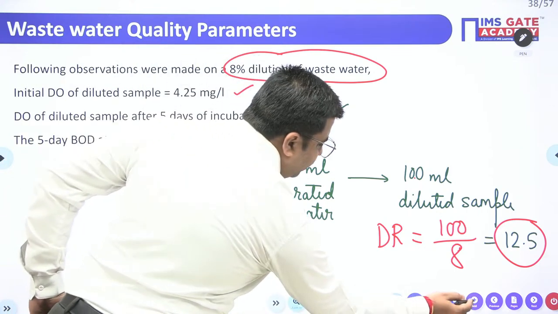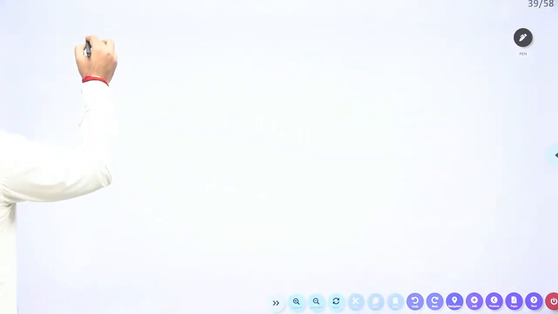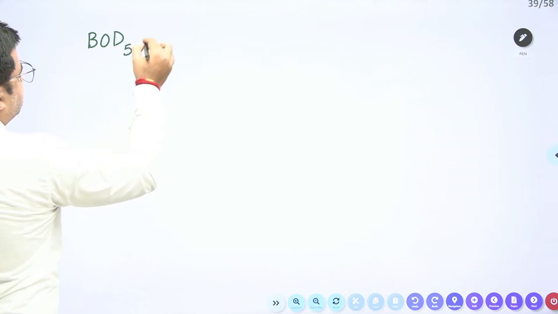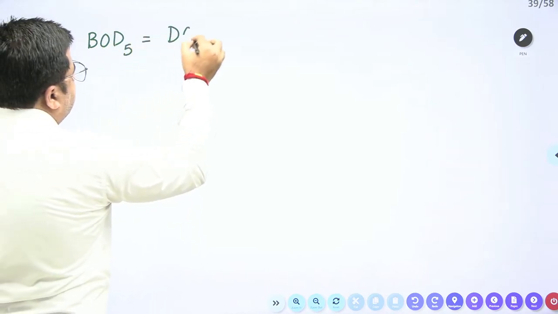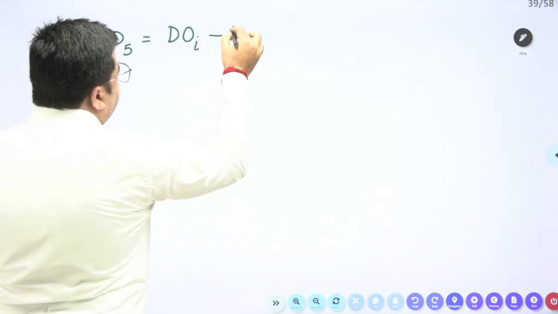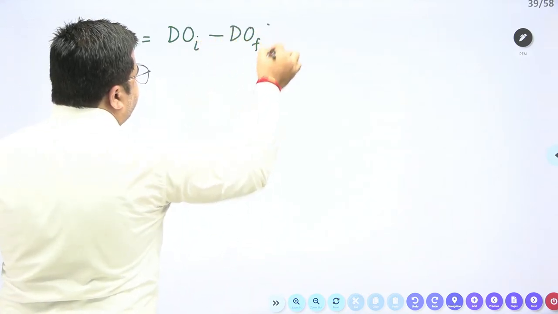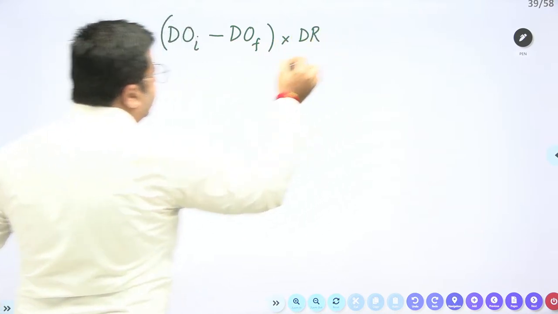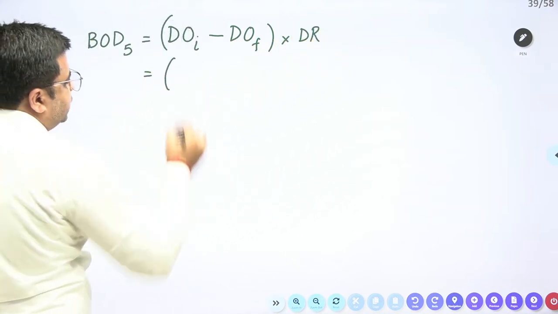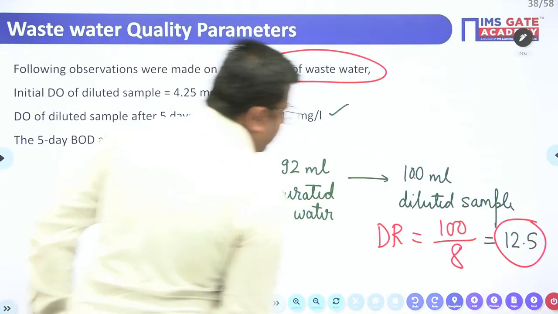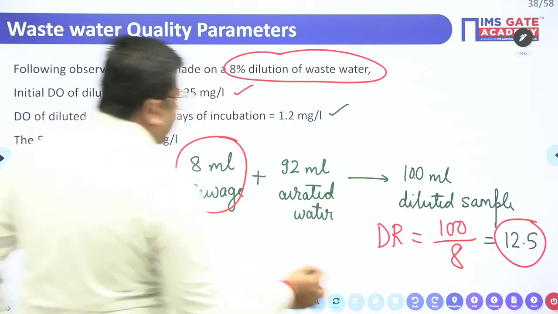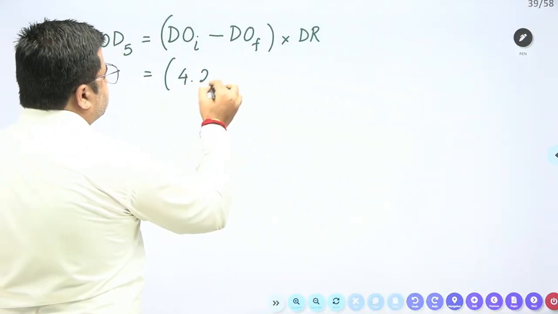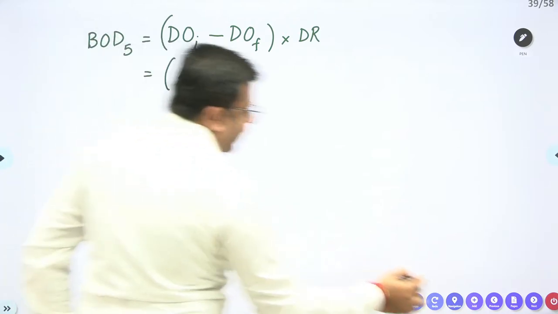So this BOD 5 is equal to DO initial minus DO final, multiplied by the dilution ratio. This DO initial is given to us as 4.25 milligram per liter. So this is 4.25 milligram per liter minus DO final.